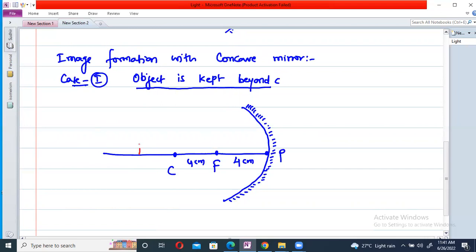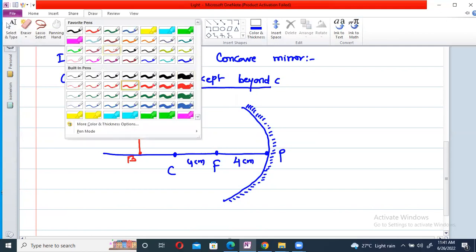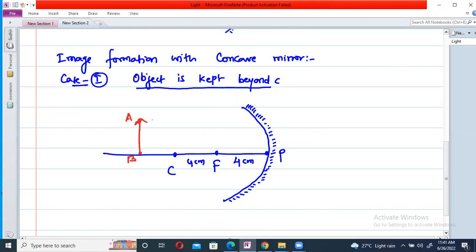Let us say this is an object kept beyond C, so I should draw it this way. Point A is the head of the object and point B is the tail of the object. Now for the formation of any image, listen here beta, we need to produce two rays. Let us say one ray is produced by A. See beta, this ray is parallel to the principal axis. This is the principal axis.